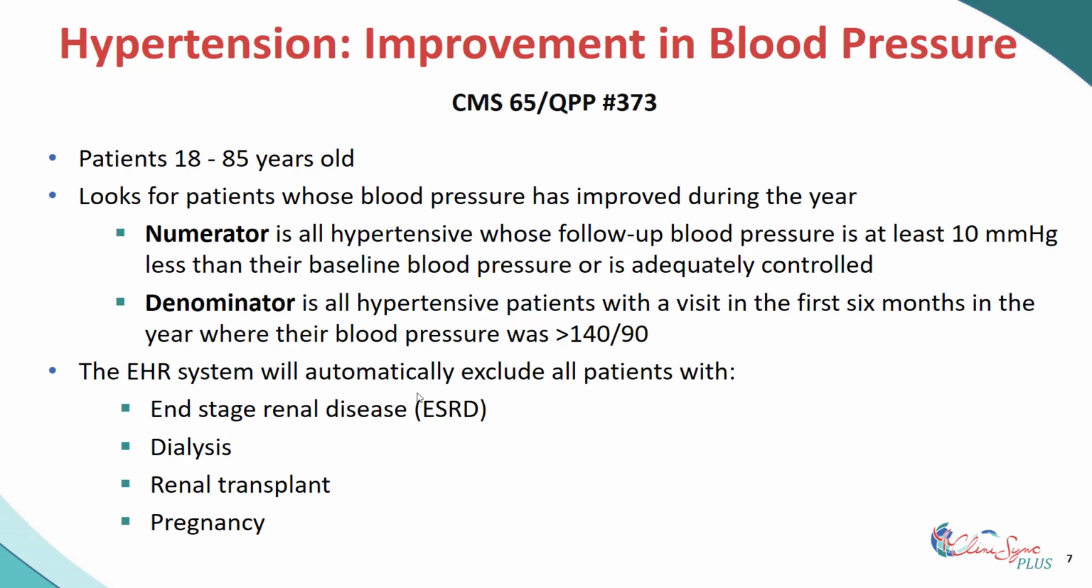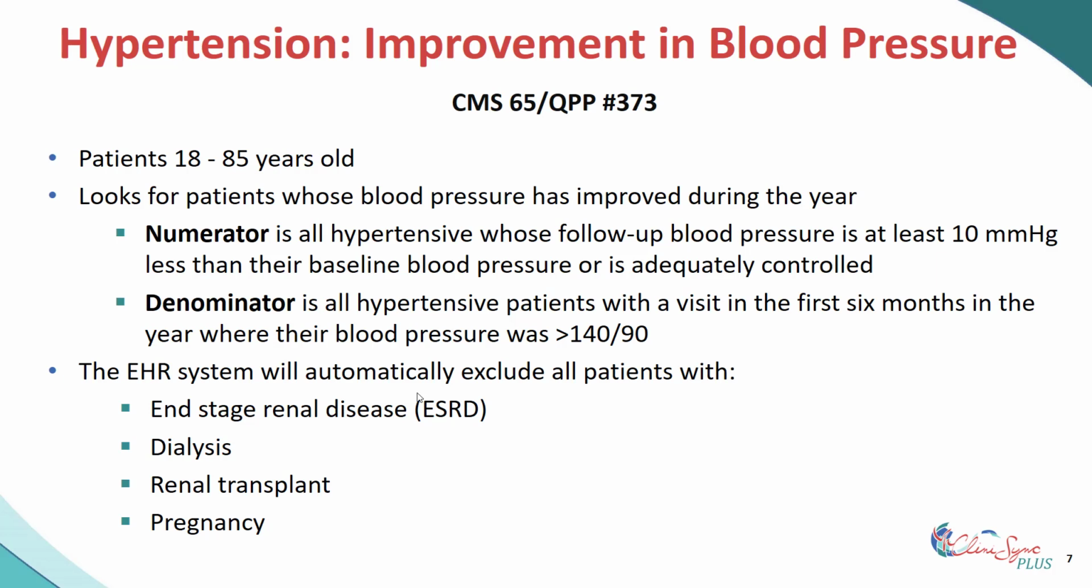The second quality measure that we'd like to discuss in greater detail is hypertension improvement in blood pressure, also called CMS 65 or QPP quality measure number 373. This measure considers all patients between the ages of 18 and 85 that have hypertension, but whose blood pressure has improved during the reporting year.